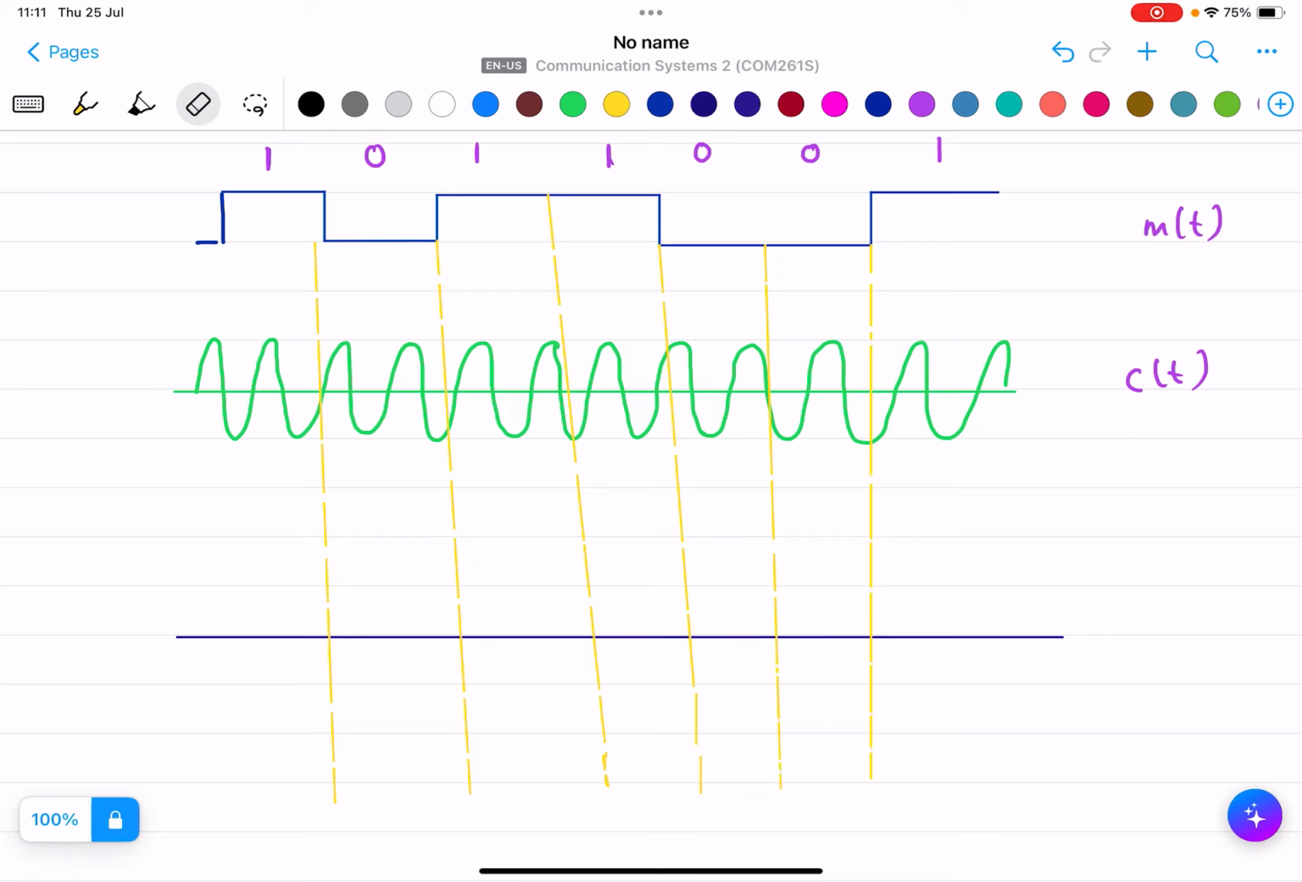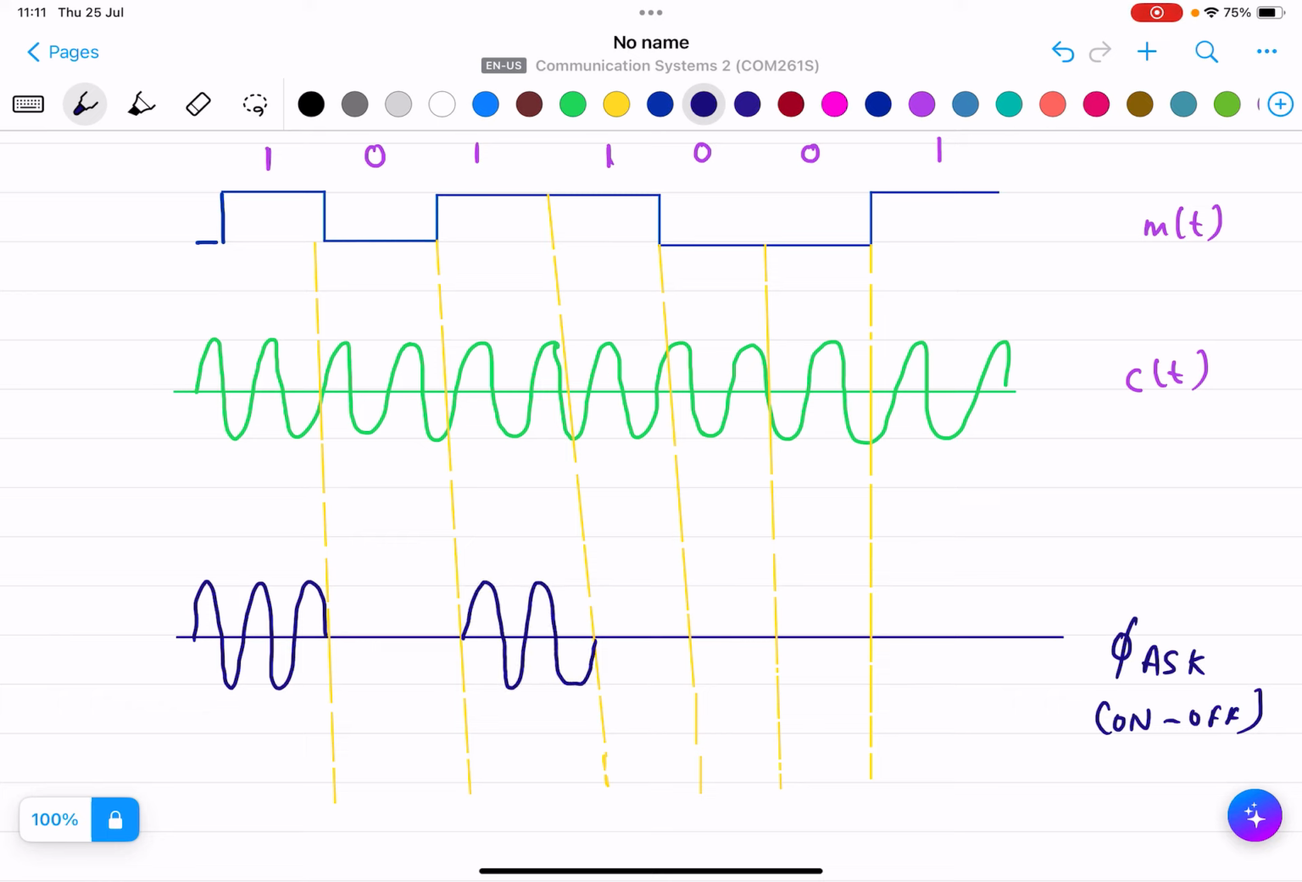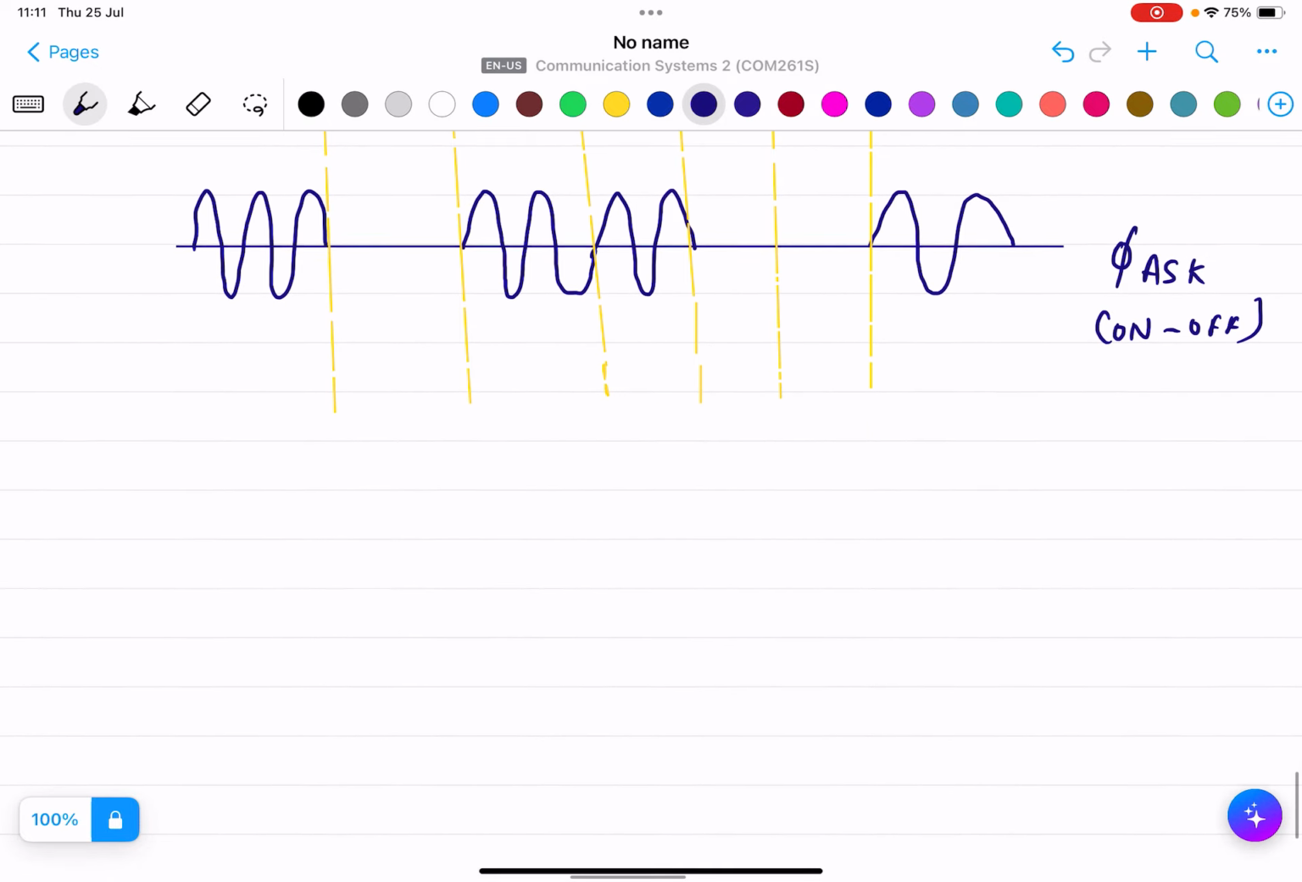Okay, tell me now what will be the final ASK. ASK is known as on-off keying. That means at 1 there will be a transmission of the signal, at 0 there will be no transmission. At 1 again there will be a transmission, at 1 there will be a transmission, at 0 there will be no transmission, and at 1 again there will be a transmission. Do you understand that? So this is the ASK.